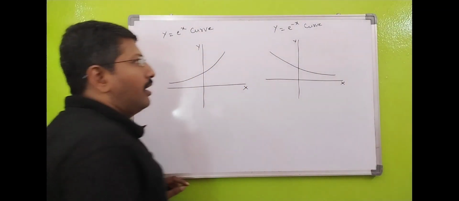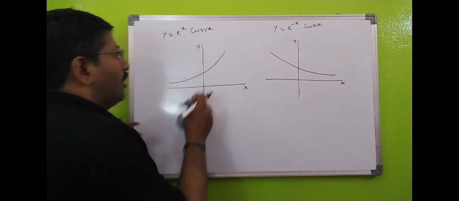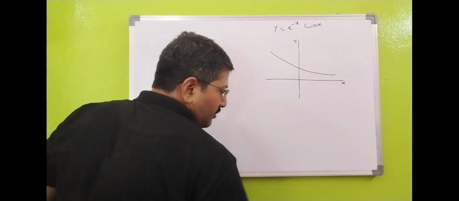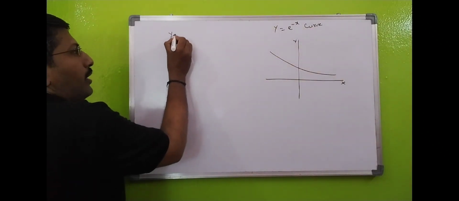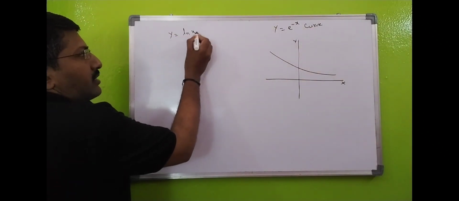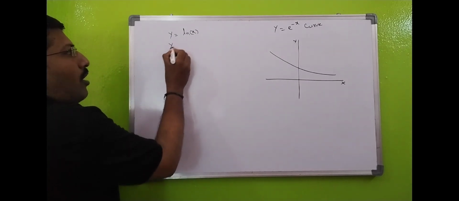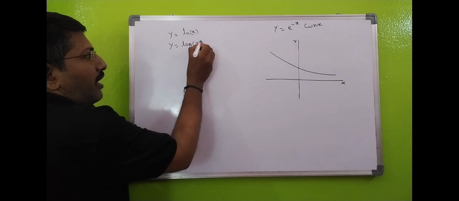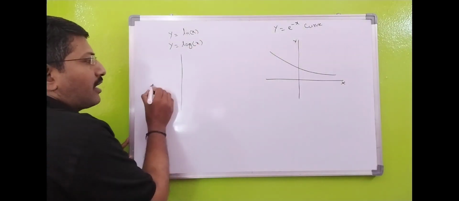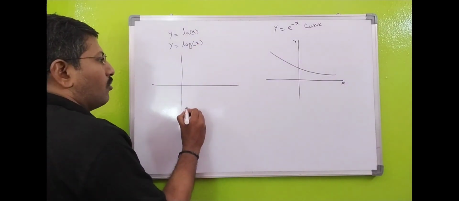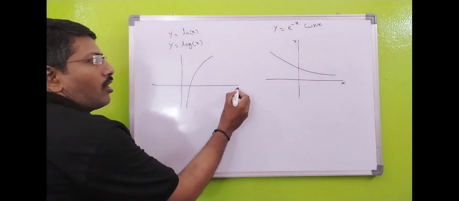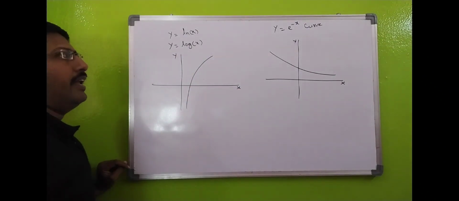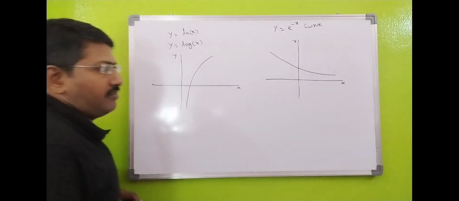Next, if you see y = ln x. Sometimes we call it y = log x. The log x graph is represented like this only, on the x-axis and y-axis. So this is the nature of the graph ln x. Okay. Next.